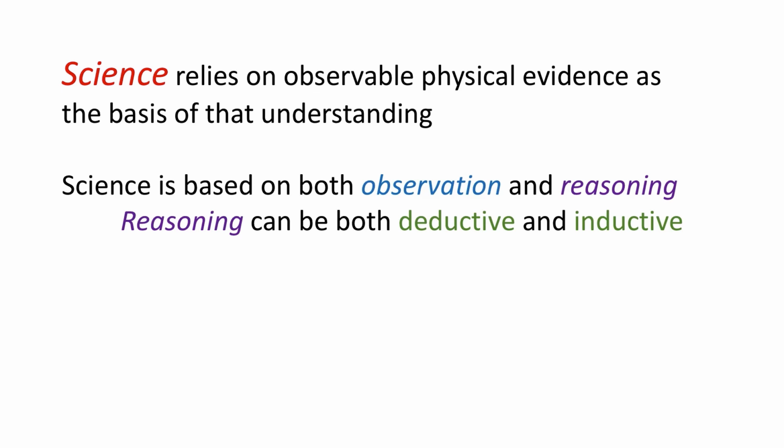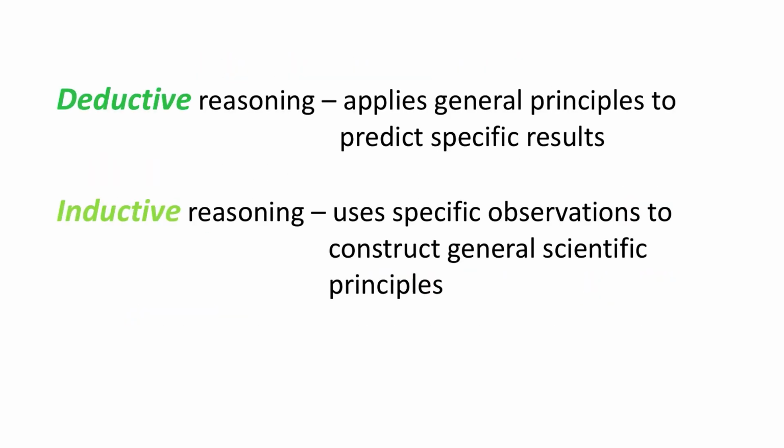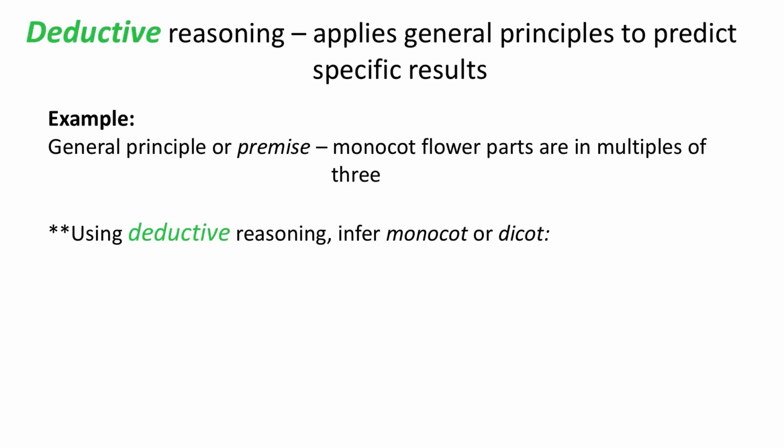Science is based on both observation and reasoning, which can be both deductive and inductive. Deductive reasoning applies general principles to predict specific results, while inductive uses specific observations to construct general scientific principles. If we look at an example of deductive reasoning, again, deductive reasoning is the reasoning that uses general principles to make predictions. An example of this is looking at a general principle or premise.